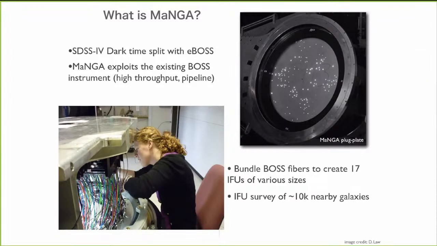Again, steel plates, you drill a hole where your galaxy is, and you put your fiber bundle there. Light goes to the spectrograph, and you get a spectrum in every location. Every observation requires a new metal plate with holes. Those have all been distributed to schools as part of engagement and outreach activities.